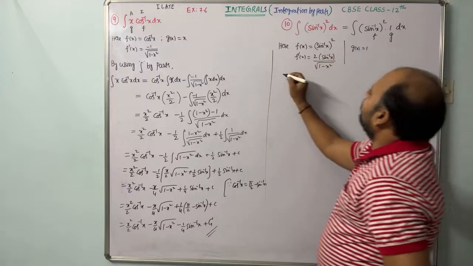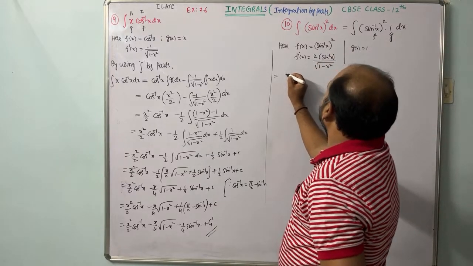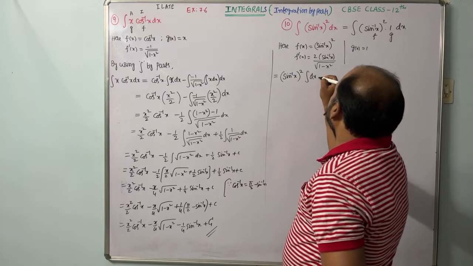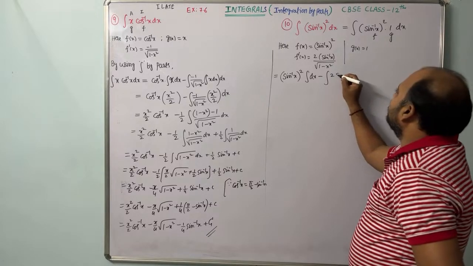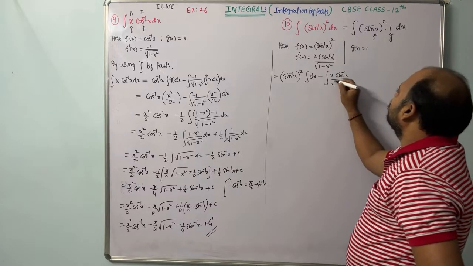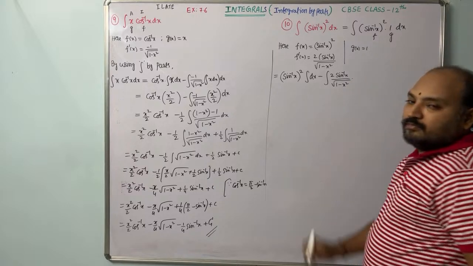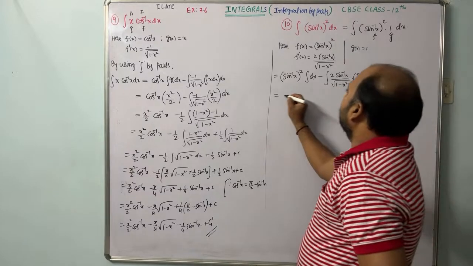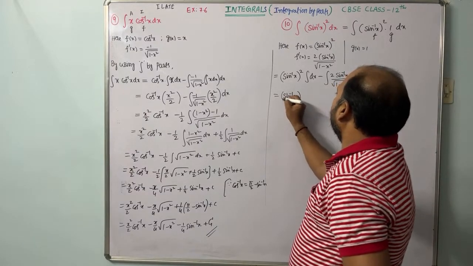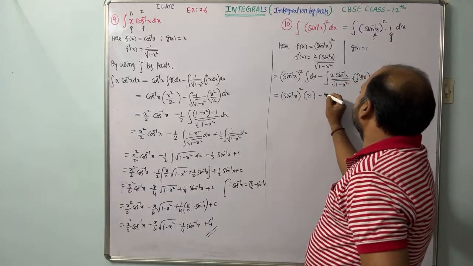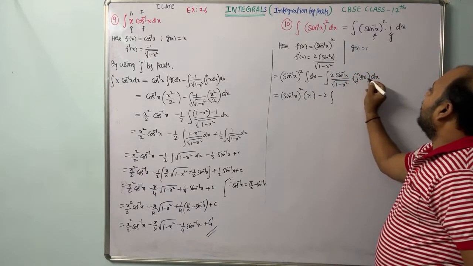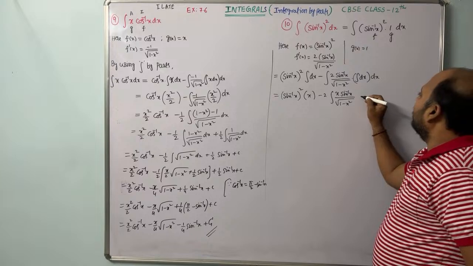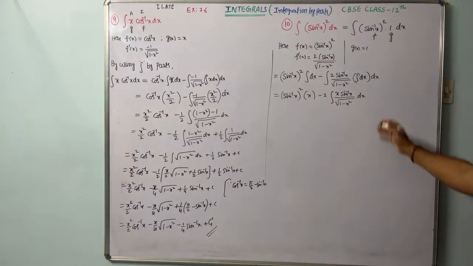So by using integration by parts, f of x into integral g, that is sine inverse x whole square into integral 1 into dx, minus integral f dash of x, 2 into sine inverse x divided by root over 1 minus x square, into integral 1 into dx, whole dx. So sine inverse x whole square, integral dx is x, minus 2, we can take outside, integral dx is x, sine inverse x by root of 1 minus x square into dx.